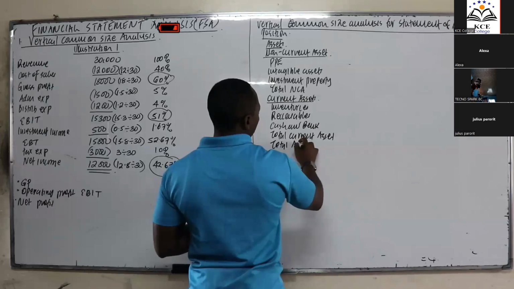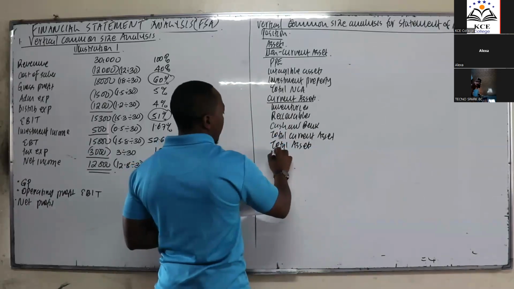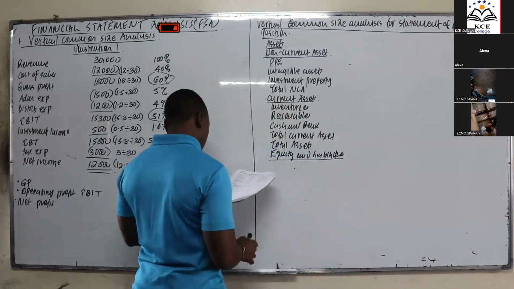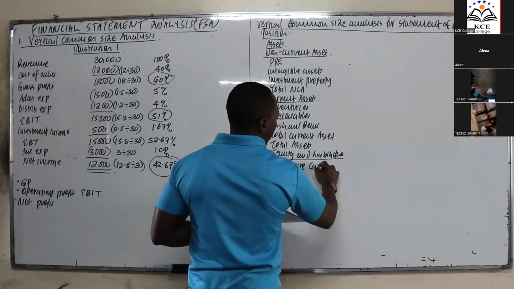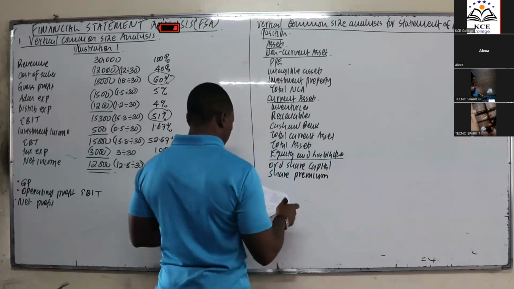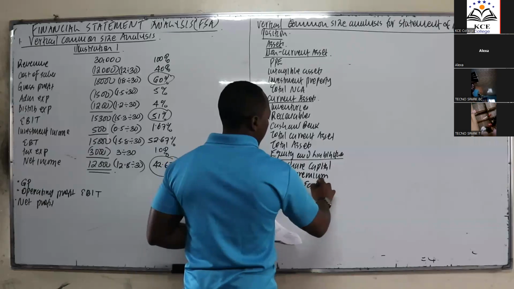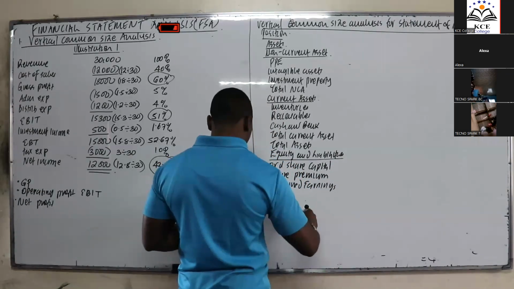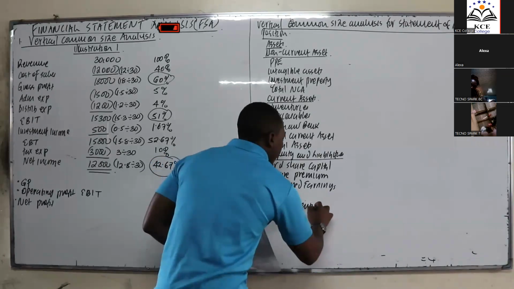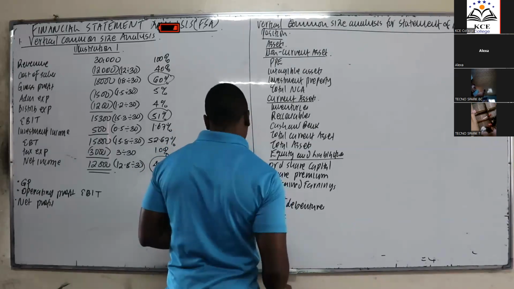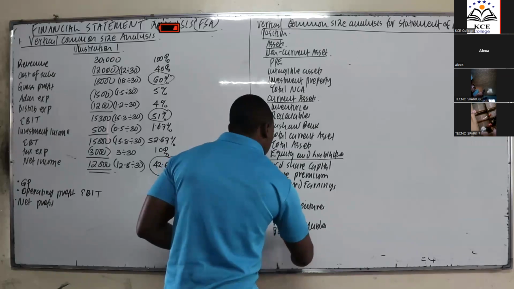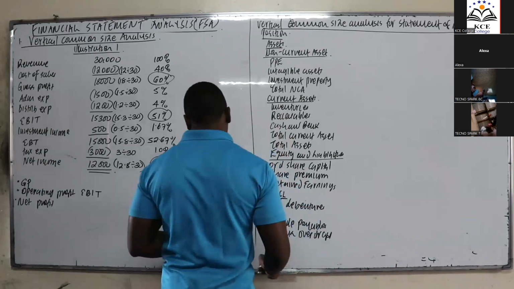Then we have the total assets. Then on the other part, we have the equity and liabilities. Under the equity and liabilities, we have the ordinary share capital. We have share premium. We have the retained earnings. Then we have non-current liabilities. We have 10% debentures. Then lastly, we have current liabilities. We have trade payables. Then we have bank overdraft. Then we have the total.